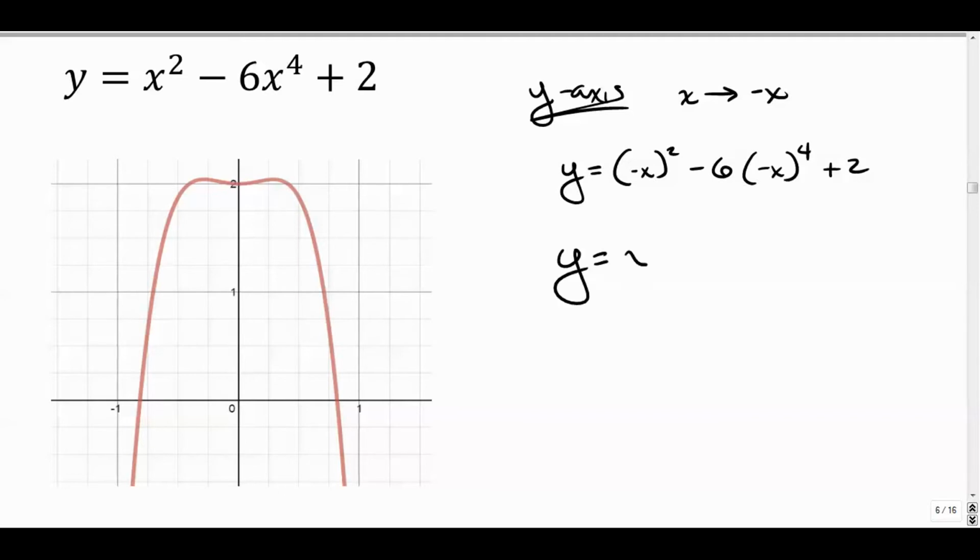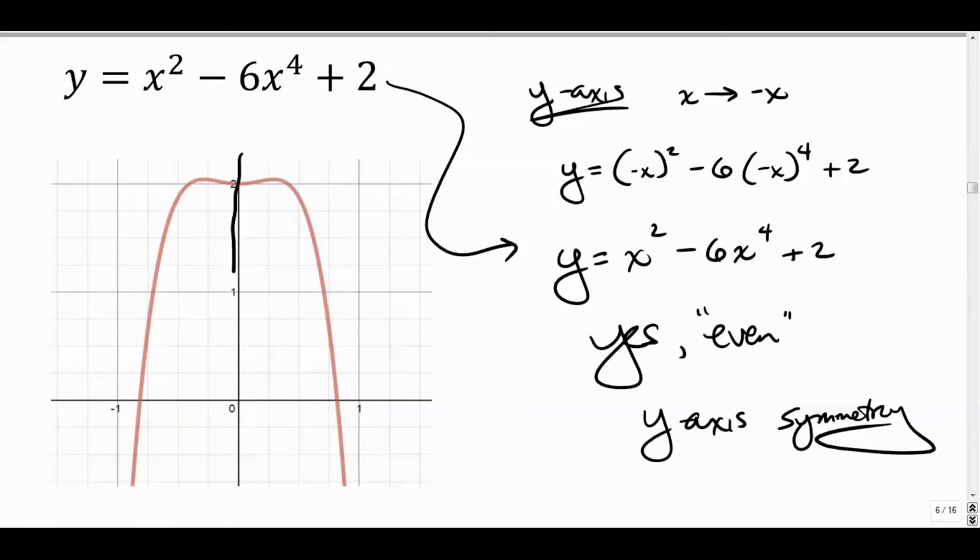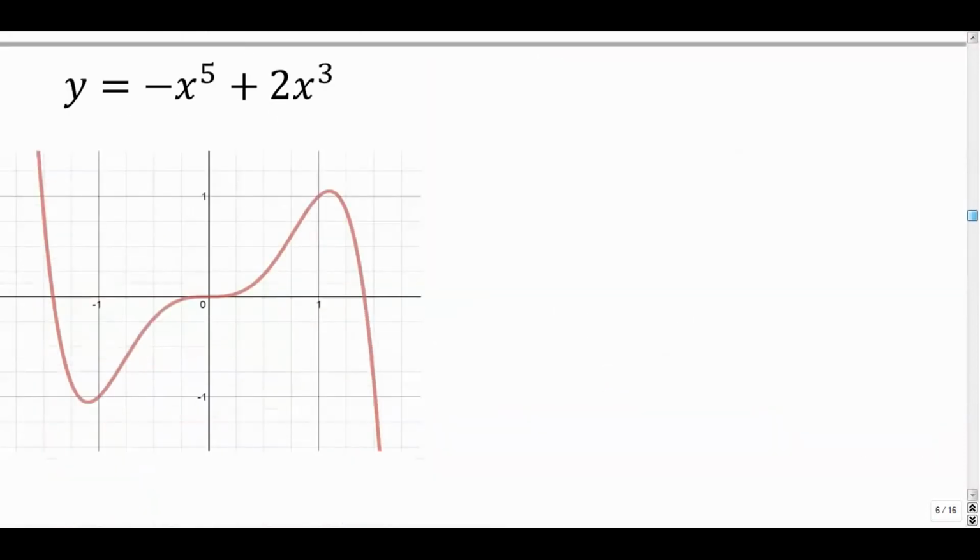Simplify this, and we're trying to see if it comes out to be exactly the same. Negative x to the second power is positive x squared. Negative x to the fourth power is positive x to the fourth, which is precisely what I started with. So yes, this is an even function. It has y-axis symmetry. And you can confirm that visually. You flip it over the y-axis, you get the same thing on the left and right. A couple more here.